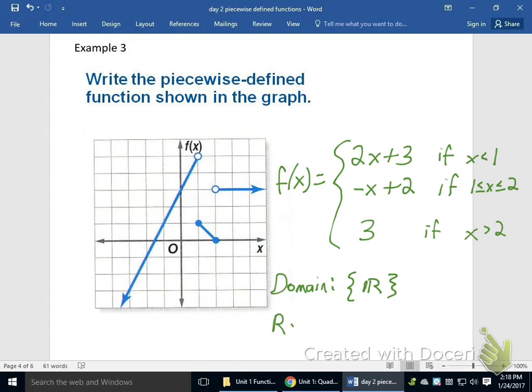For the range, it is going to be any value below 5. 1, 2, 3, 4, 5. Yes, any value below 5, less than 5.